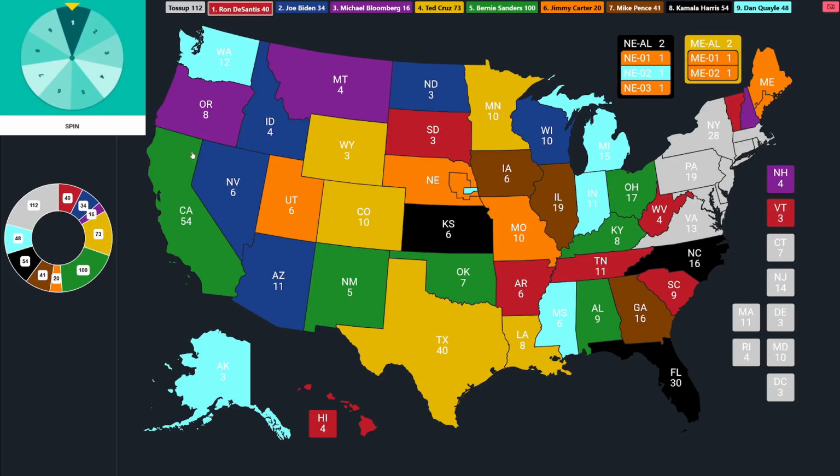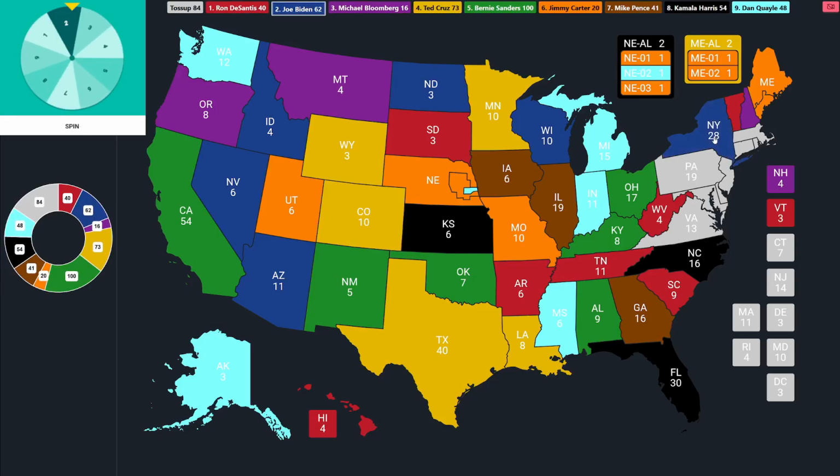Next door, it's New York, home state of Bloomberg. This is the time to make a move. If you need some votes, let's do the spin. Big spin. Number 2, it's coming to Joe Biden. He's got 28 more. And now the pressure is going to start to build on Bloomberg. He's definitely got time left, though.